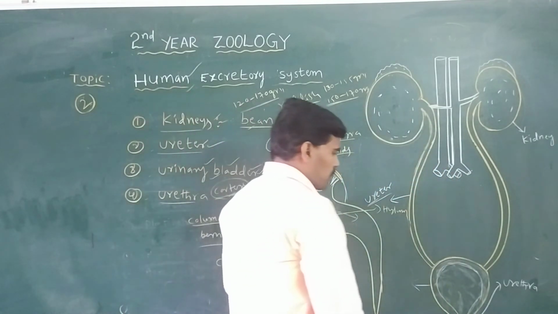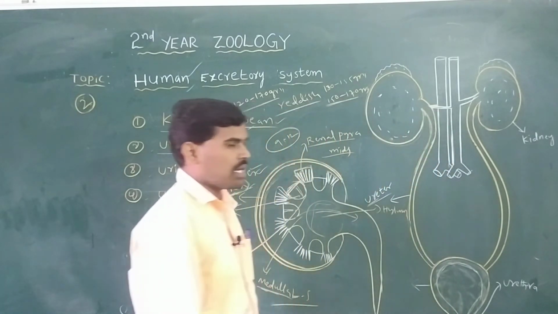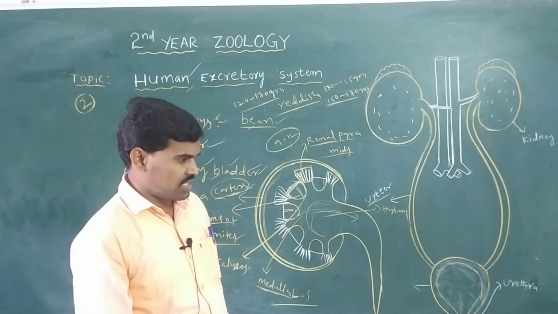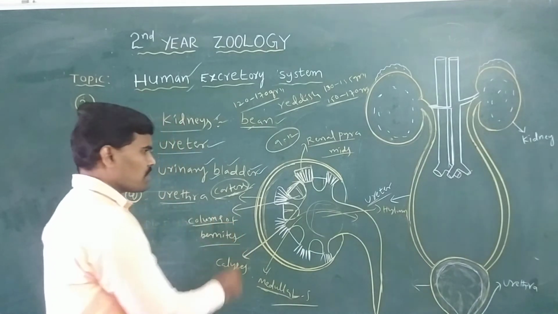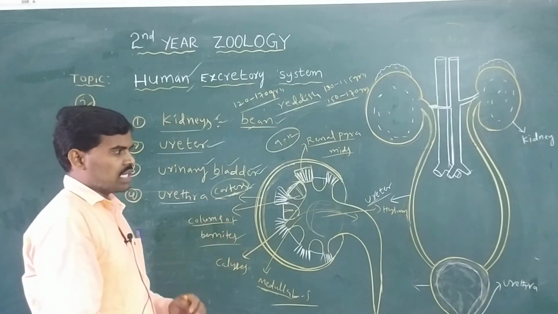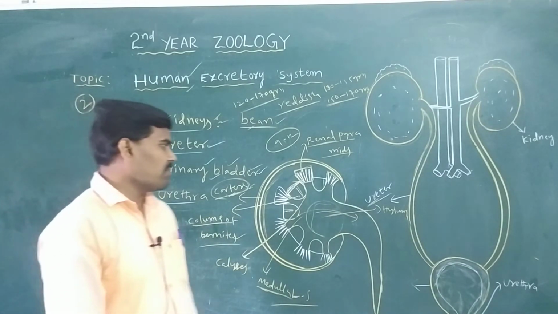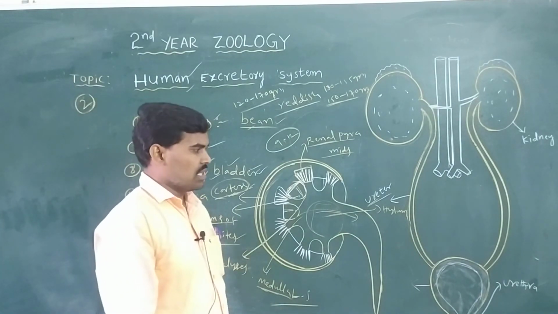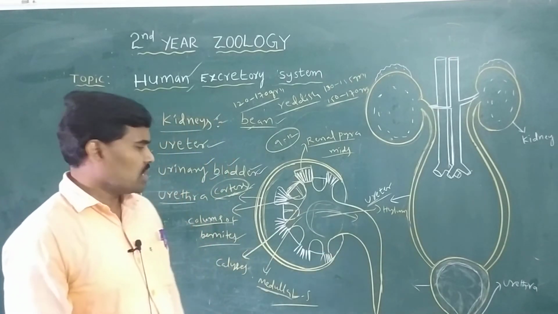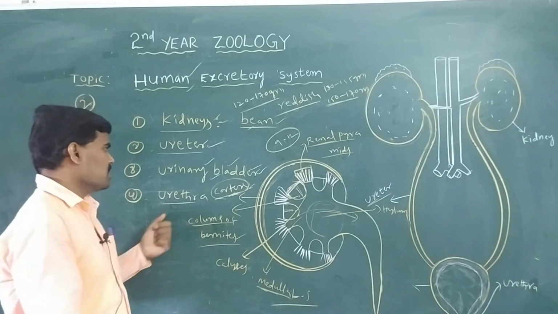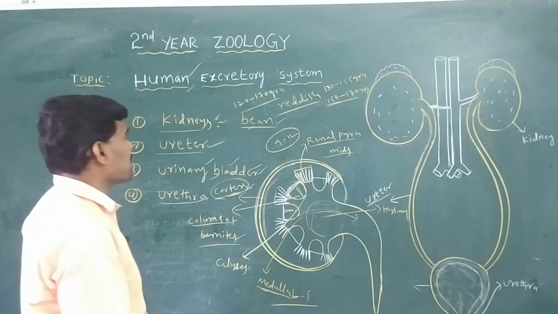Urinary bladder, posterior part, the urethra. The urethra has external sphincters and internal sphincters, which close and open. The urethra is different in males and females. The urethra only passes urine out from the urinary bladder. So this is the urethra, the fourth part of the human excretory system.